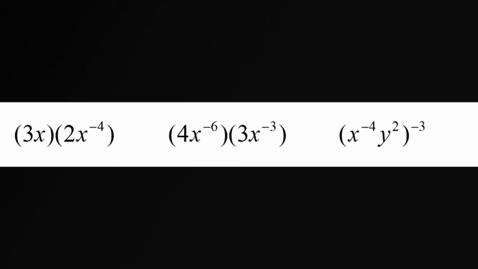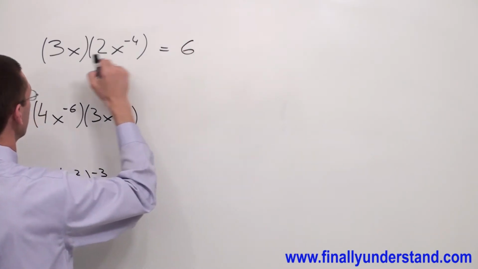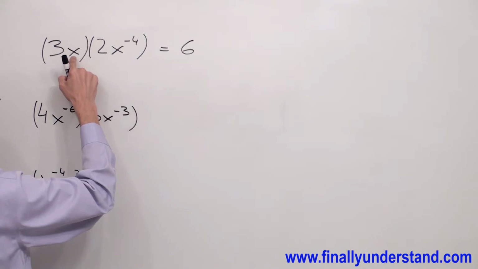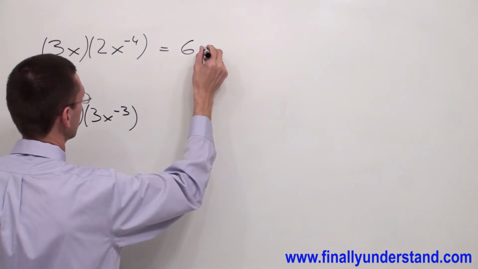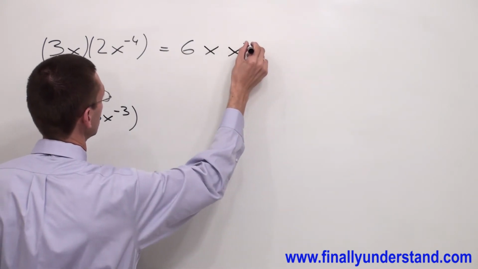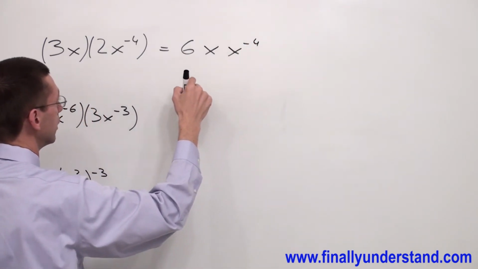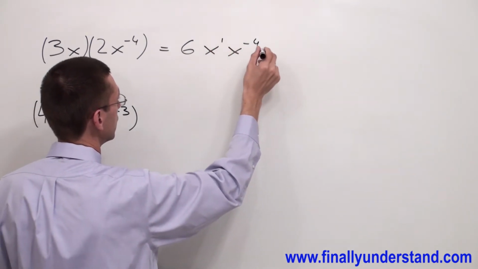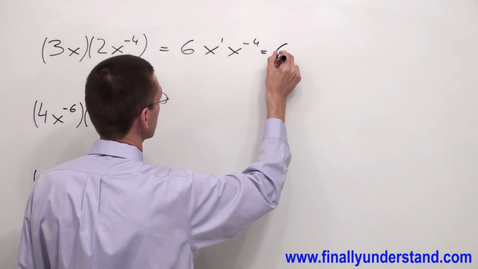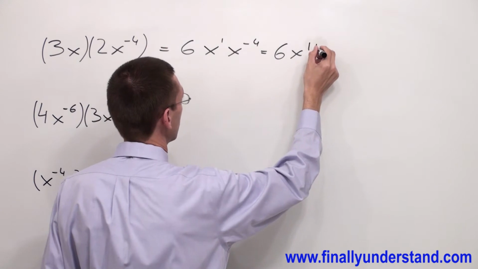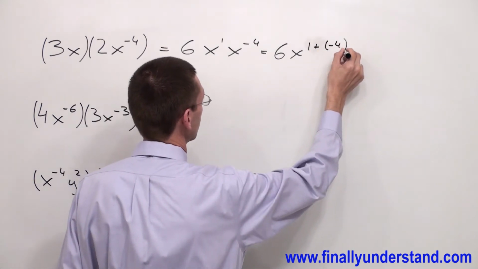3 times 2 is 6. Okay, we have to multiply first the integers. Next, we have x's. Okay, let me do everything step by step. So I have x times x to negative 4. Okay, now remember, anytime there is no exponent, there is always an invisible 1. So I can say this is equal to 6x to 1 plus negative 4.